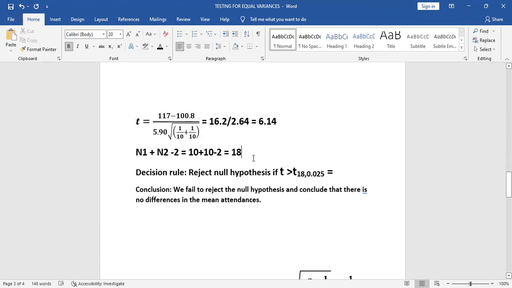And we are testing at 5%. This is a two-tailed equal test because we are testing for the difference. So if we are testing at 5%, the 5% will be torn into 2, which will become 2.5%.